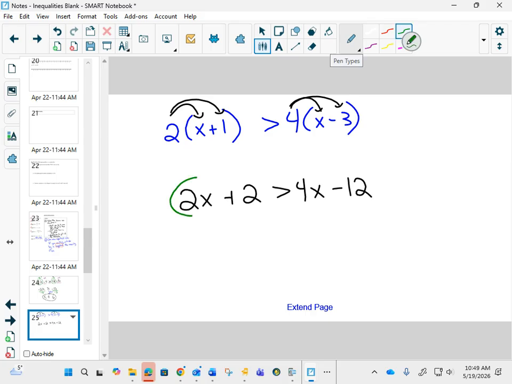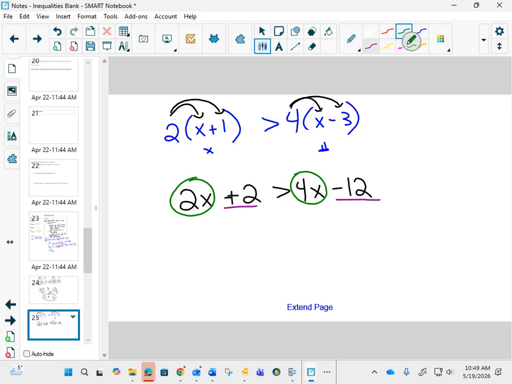Now I have like terms here and here, and I have like terms here and here. We want to put our like terms together, but you have to make a decision. On one side you're going to put your x's, and on the other side you're going to put your numbers. Let's say I decide I want my x's on this side, my numbers on this side.